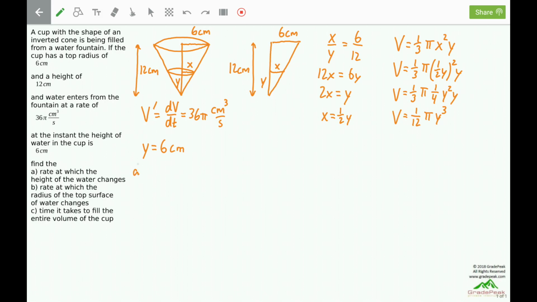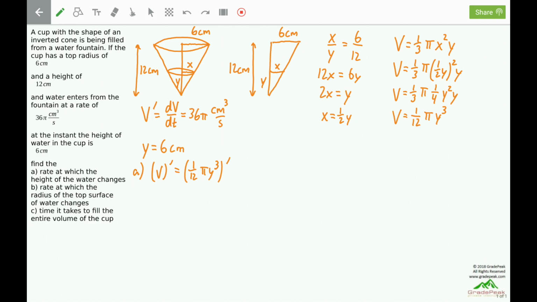So for part A, we will take that related variables equation and take the time derivative of both sides, indicated by a prime on both sides. Now every variable is implicit with time, so every variable will get a prime in the derivative.